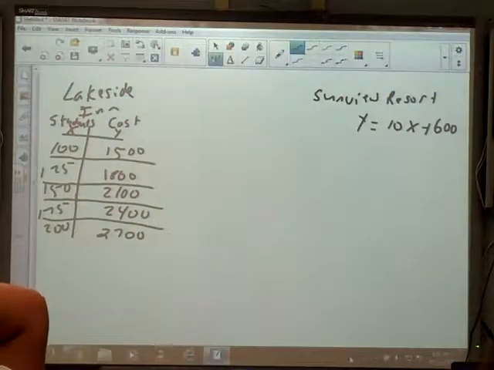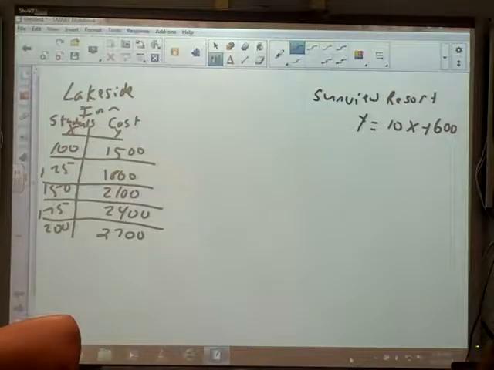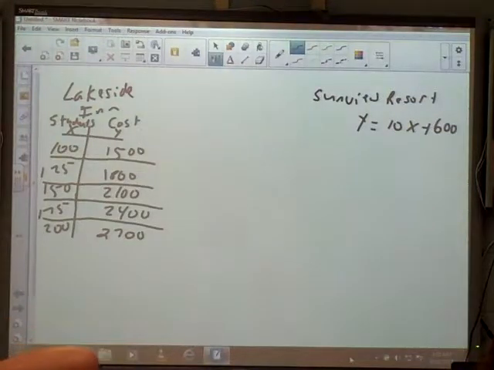All right, so here's the situation. It says 2 prom venues charge a rental fee plus a fee per student. The table, over there on the Lakeside one, shows the total cost for different numbers of students. The total cost Y in dollars for X students at Sunview is represented by that equation. Number 1, which venue charges less per student? Number 2, how many students must attend for the total costs to be the same? So we got to figure out which one's cheaper per student, and then how many kids would mean their costs would be the same.